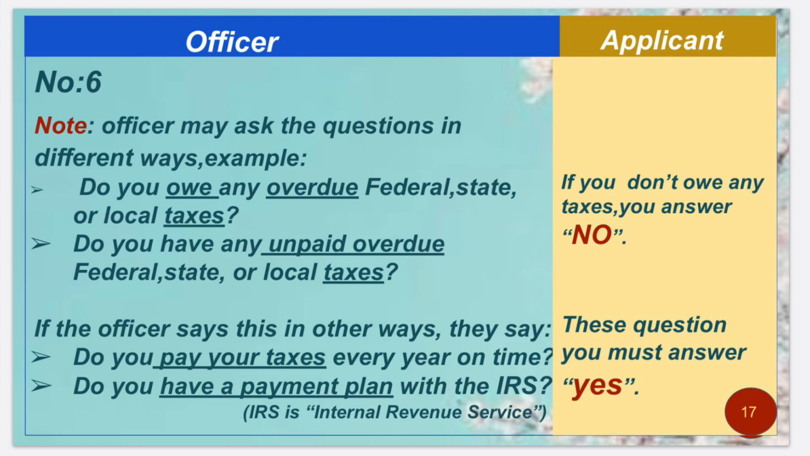Note: officers may ask the questions in different ways. Example: do you owe any overdue federal, state, or local taxes? Do you have any unpaid overdue federal, state, or local taxes? If you don't owe any taxes, you answer no. If the officer says this in other ways, they say, do you pay your taxes every year on time? Do you have a payment plan with the IRS? To these questions, you must answer yes.